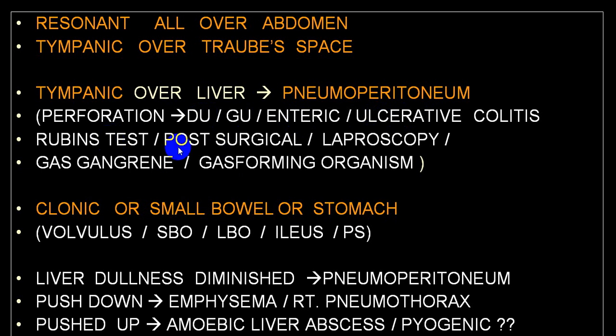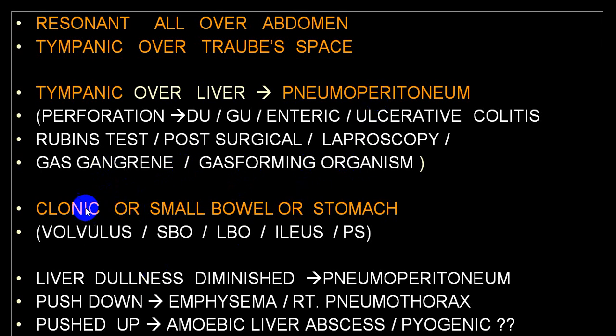Post-surgical, following a surgery. Following any laparoscopic surgery also, you will have a good quantity of air in the abdomen. Any person who develops gas gangrene, or gets an infection by a gas-forming organism, will have pneumoperitoneum.